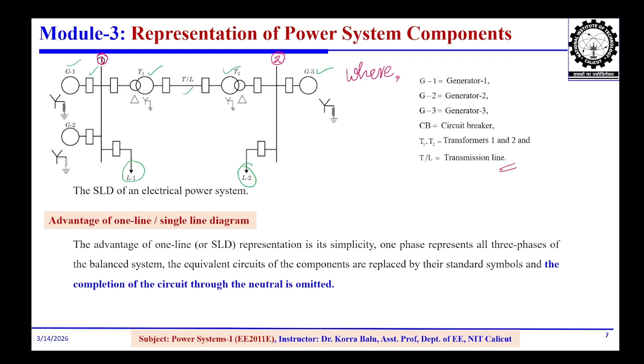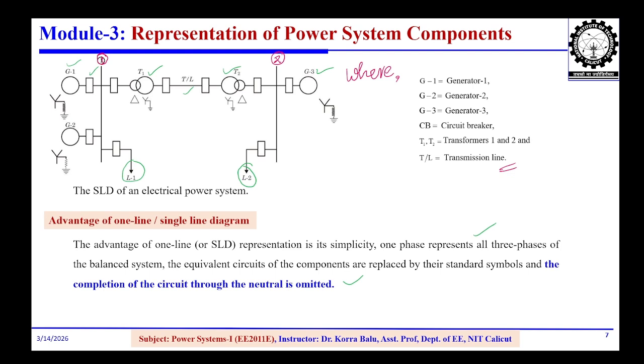Now we'll see the advantage of the one line or single line diagram. The advantage of single line diagram representation is simplicity. First we remove the complexity by representing components in terms of their equivalent circuits. Further we go for the symbols as per the IEEE and ANSI, and a one phase representation of all three phases. Under balanced condition, there is no need to represent all three phases, so we represent a single phase which stands for the three phases. The equivalent circuits of the components are replaced by their standard symbols, and the completion of the circuit through the neutral is omitted. This is very important.